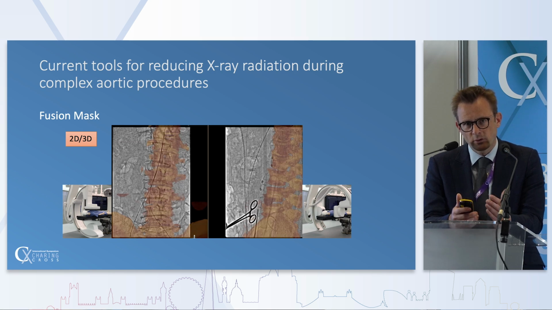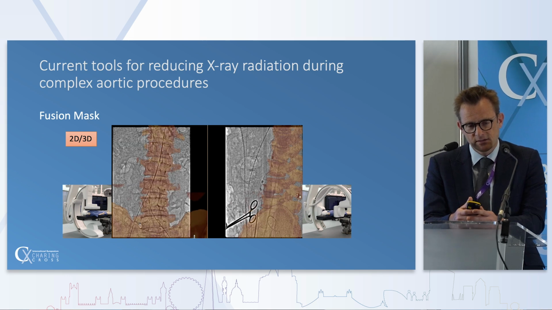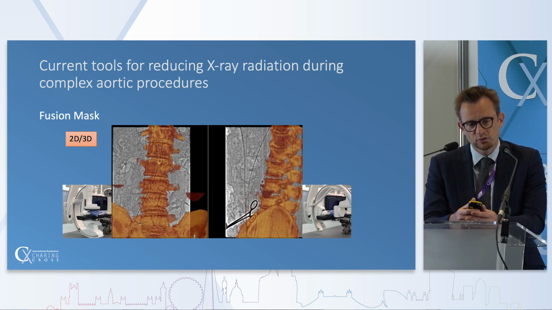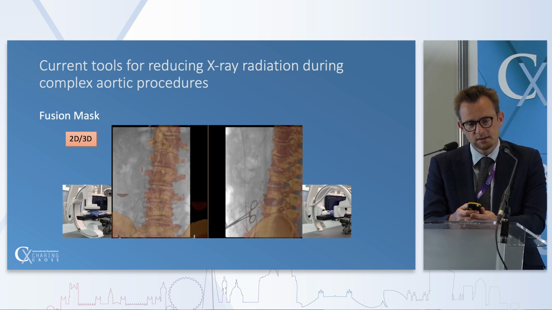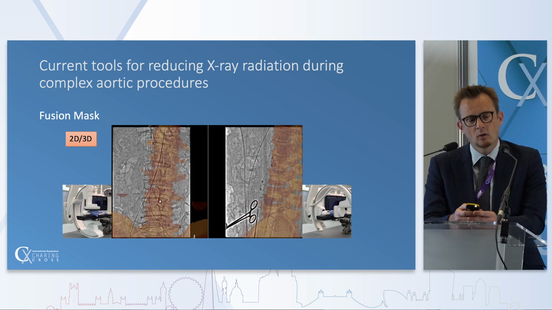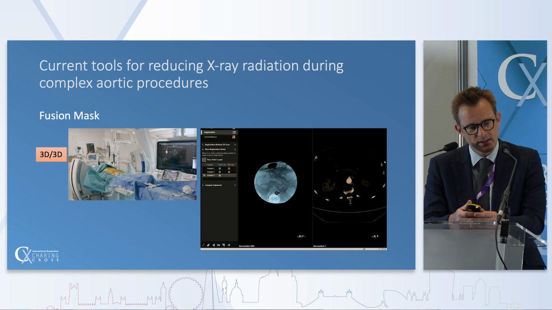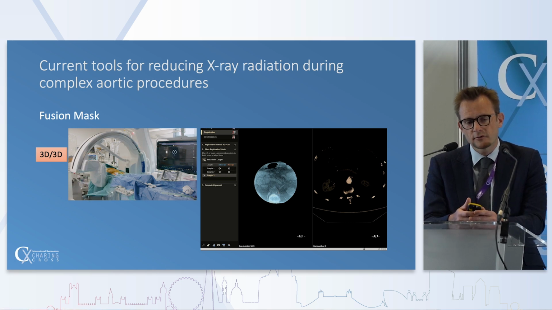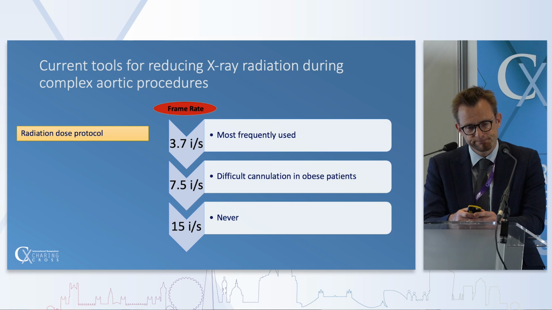As you heard before, we do have tools to reduce radiation in our current practice. As Stefan said, you have the ability to use a fusion mask. With the Philips platform, you can use 2D-3D fusion. That's what we do in simple cases such as EVAR, but when it comes to treating more complex cases such as FEVARs or BEVARs, especially when you have to do a coil embolization before, we tend to prefer 3D fusion, as you can see here. This is the kind of final display you can choose according to your preferences.